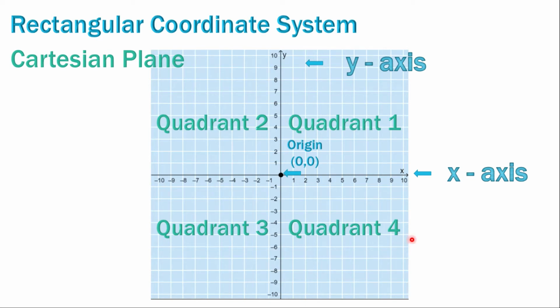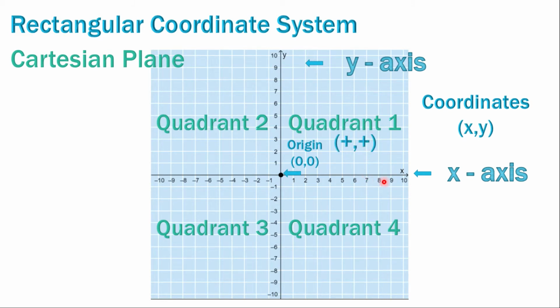Para makapag-plot tayo ng points, we need coordinates or a pair of number x and y. So the first number is what we call the x-coordinate, and the second number is what we call the y-coordinate. The x-coordinates, ilo-locate natin siya dito sa ating x-axis, and the y-coordinates, ititignan natin sa ating y-axis, at kung saan magkatama yung dalawang number given, doon natin ilalagay yung point.